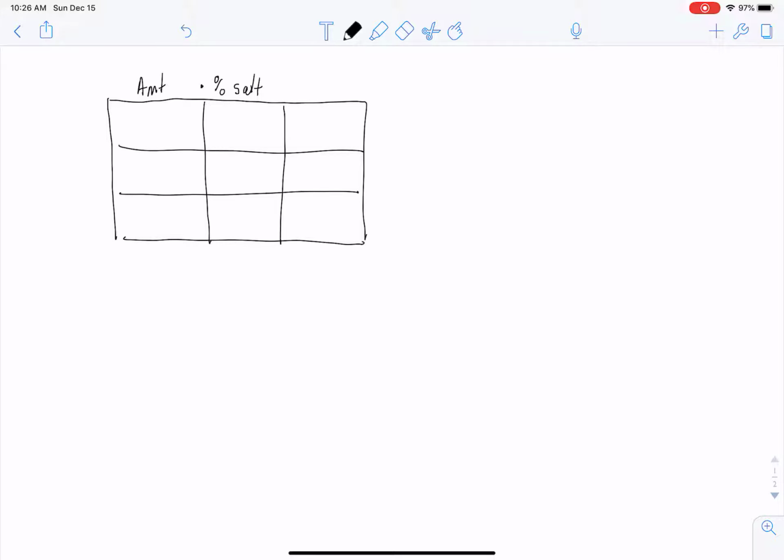Okay. And when you multiply the amount you have times the percent salt, you get the amount of salt that you have, right? And now the rows are the original solution and then what you're adding to it. Now, in this case, they're asking us to make it stronger. So we're going to add salt to the original to make it stronger. And then the bottom one is the mixture.